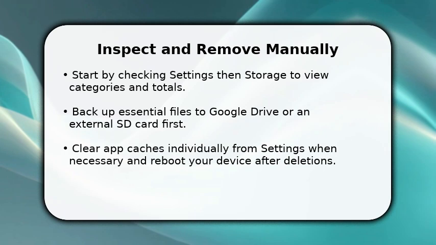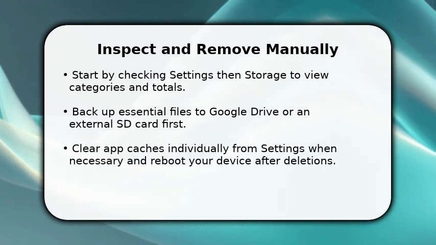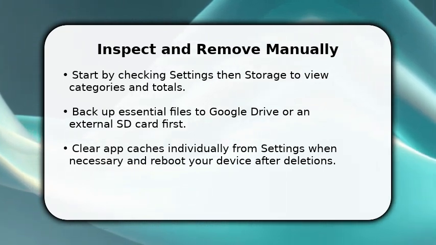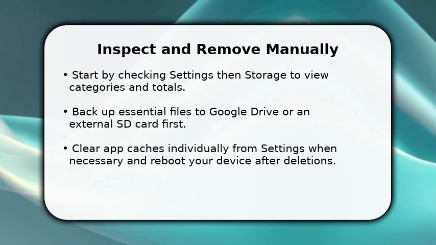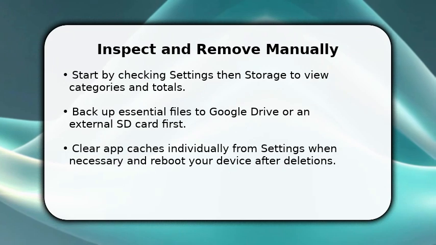Backup essential files to Google Drive or an external SD card first. Clear app caches individually from settings when necessary and reboot your device after deletions. This frees transient data and prevents automatic rebuild of other storage.